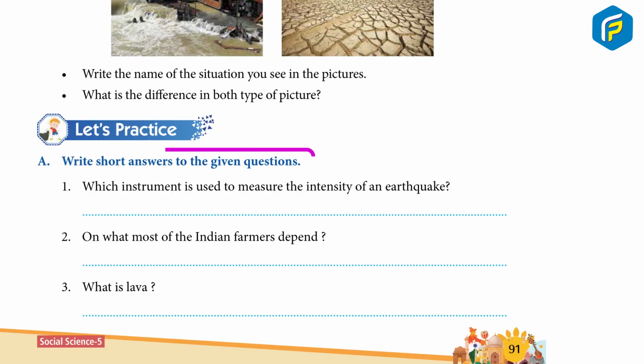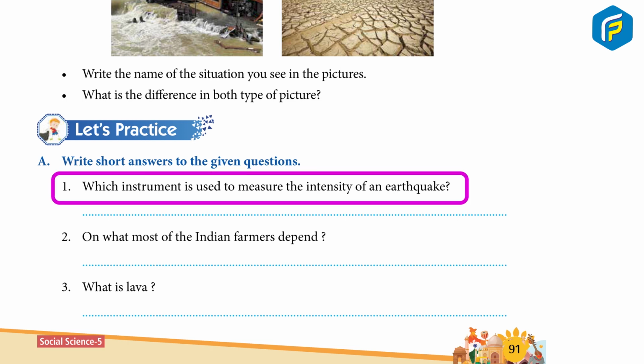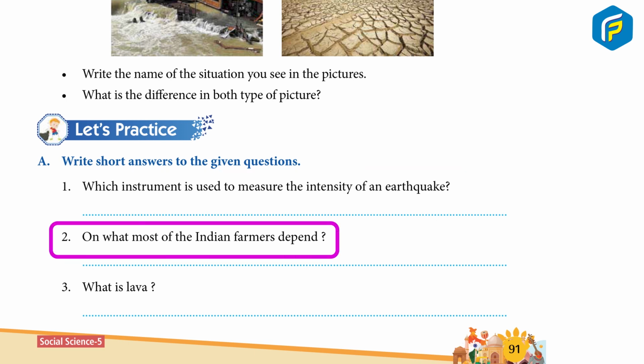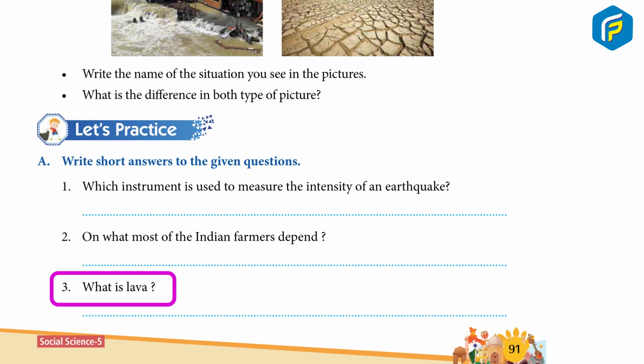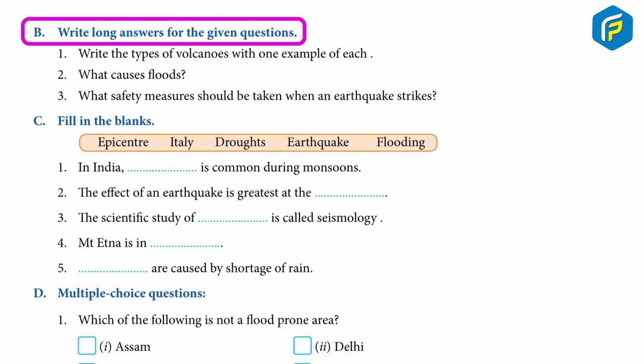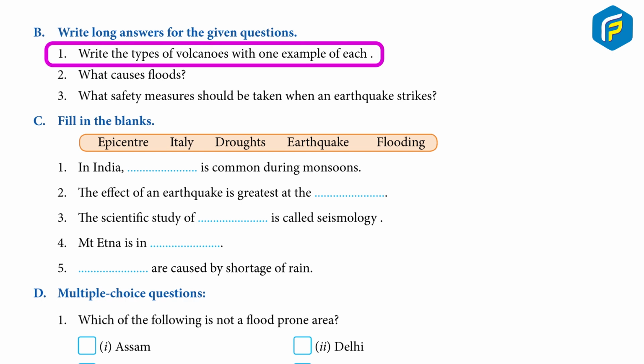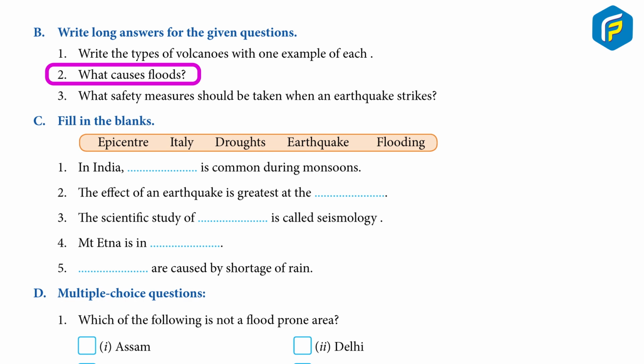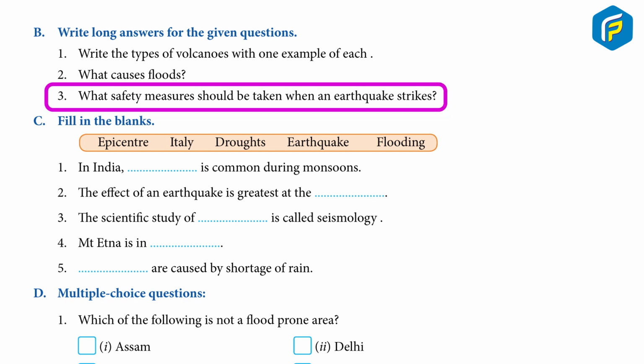Let's practice. A. Write short answers to the given questions. 1. Which instrument is used to measure the intensity of an earthquake? 2. On what do most of the Indian farmers depend? 3. What is lava? B. Write long answers for the given questions. 1. What are the types of volcanoes? Give one example of each. 2. What causes floods? 3. What safety measures should be taken when an earthquake strikes?